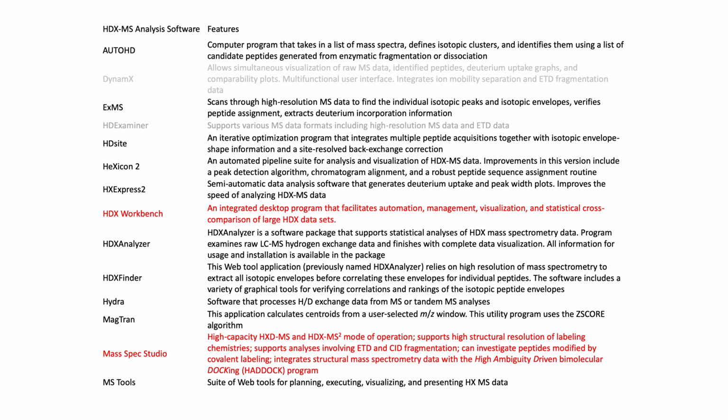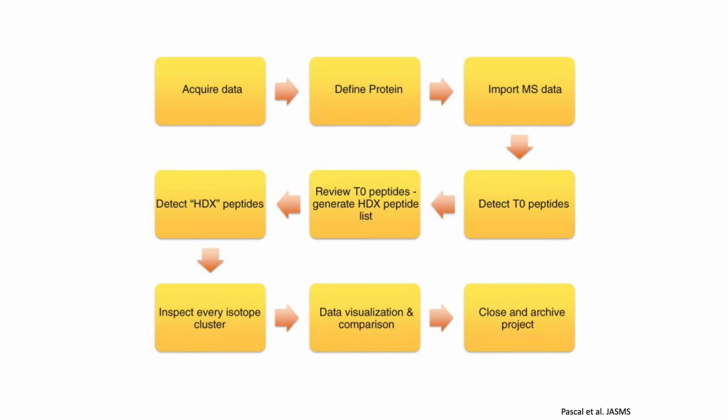There are several programs that are used for HDX analysis, and these are all shown on the screen. Some of these are publicly available and some of them are fee-based products, and they all have different benefits and disadvantages, so these are here for you as a resource. All of these methods, though, will go through the same type of step, which is acquiring data, defining what the protein is, looking at the mass spec data, detecting unlabeled peptides, and then using those to generate a HDX peptide list from the full experiment, detecting those modified peptides, and then interpreting the data and forming comparisons such that one can start to look at the effects of whatever treatment is being used.